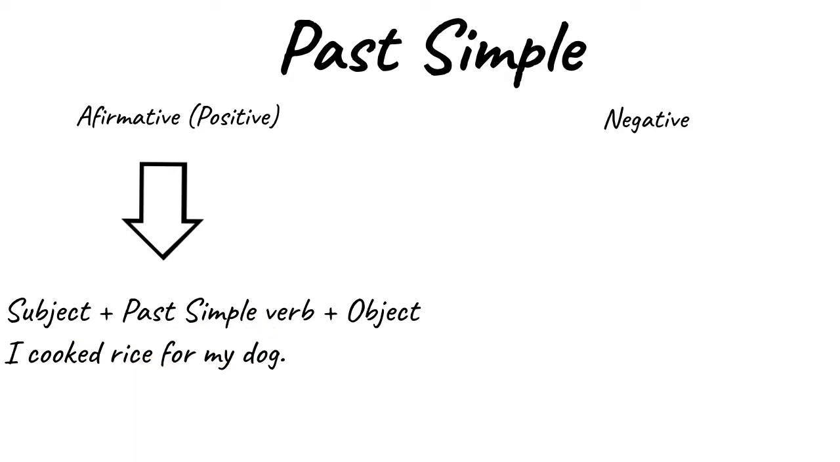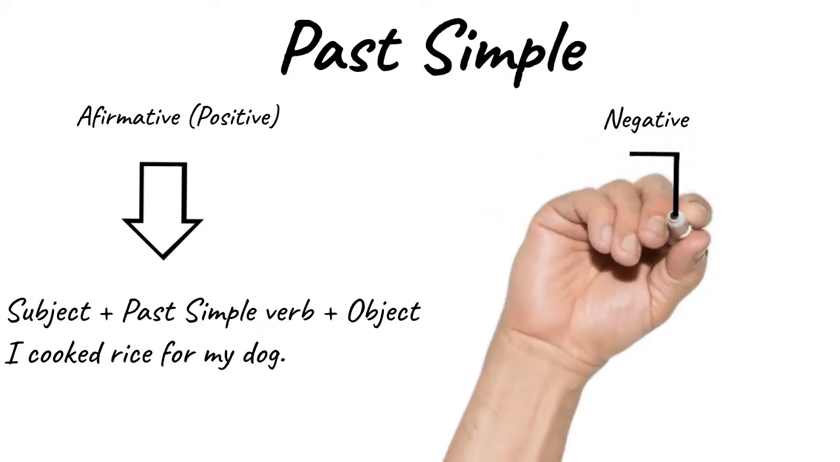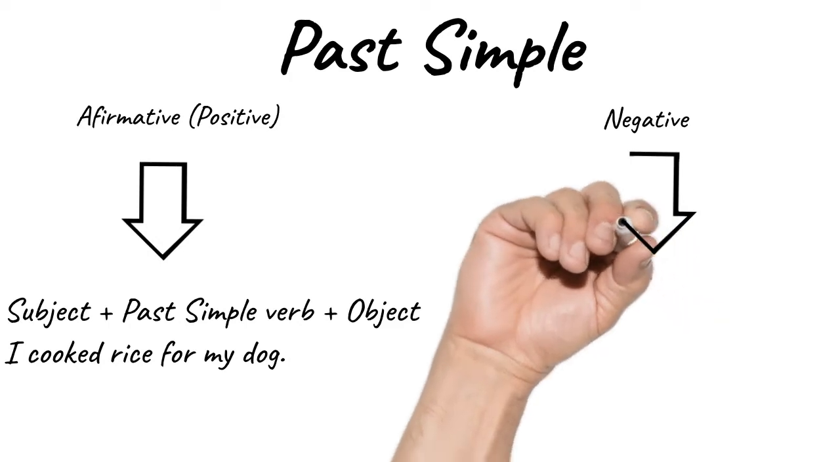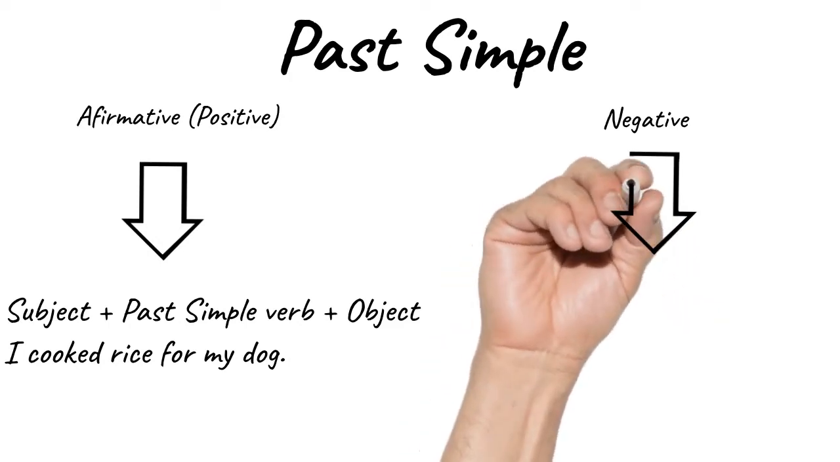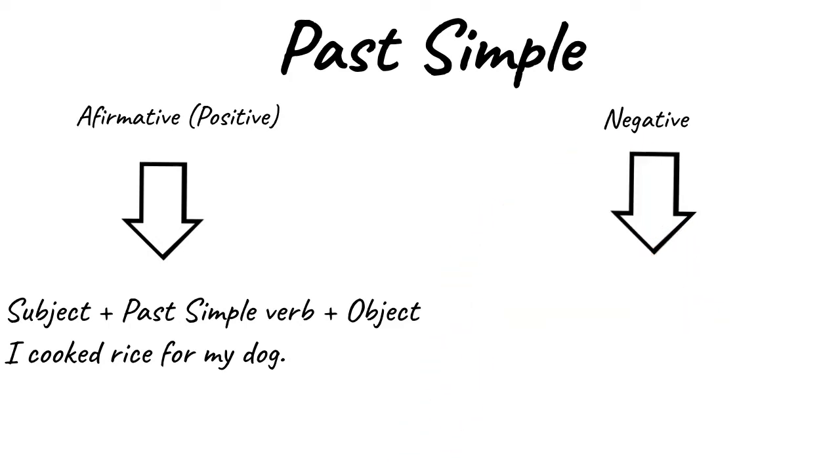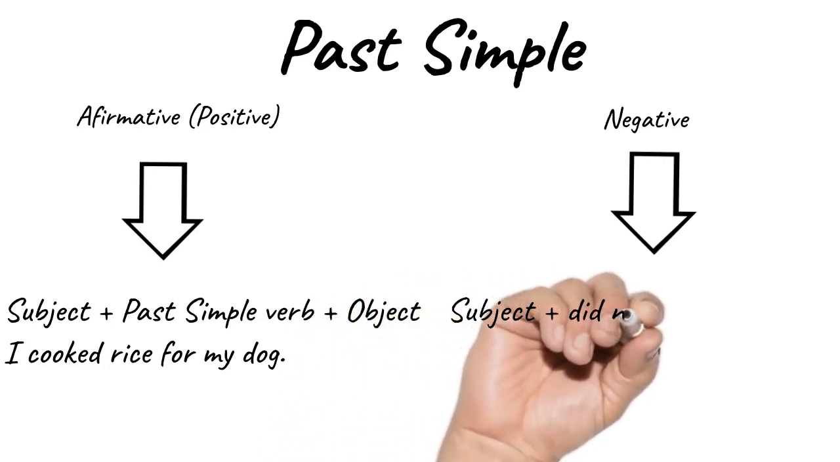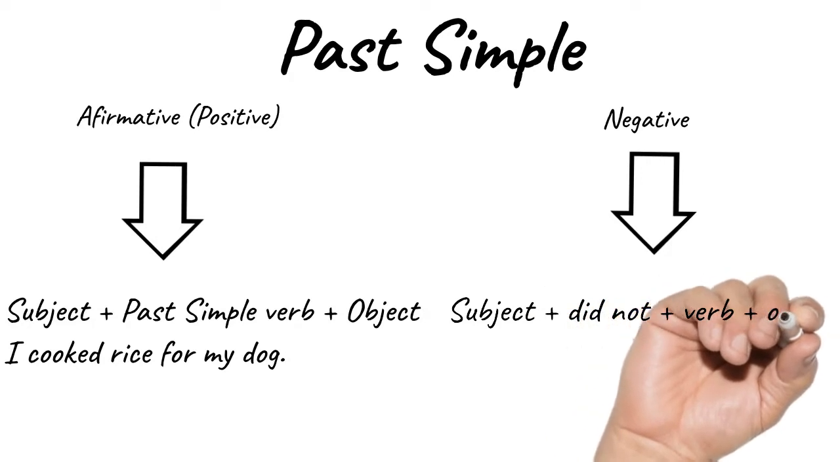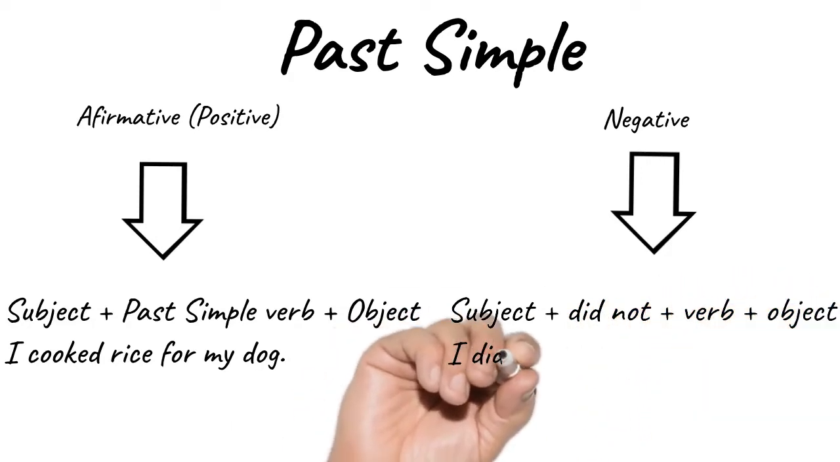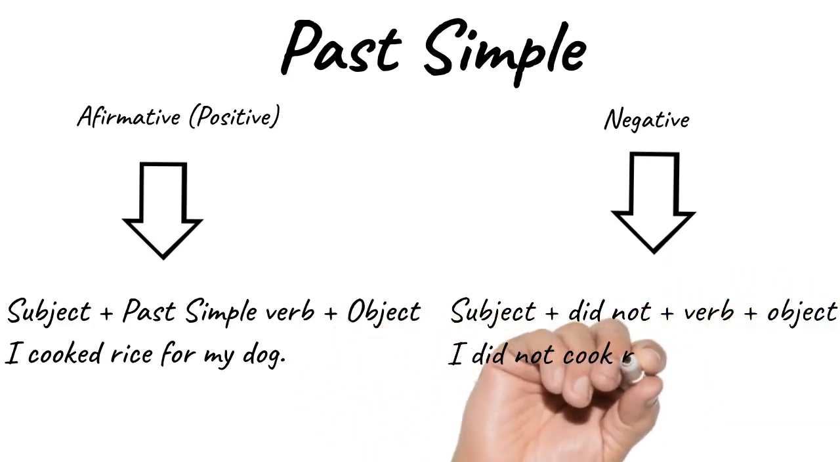In the negative form, rather than changing the verb, we use the helping verbs did not. We take the subject plus did not plus the base verb plus the object. I did not cook rice for my dog.